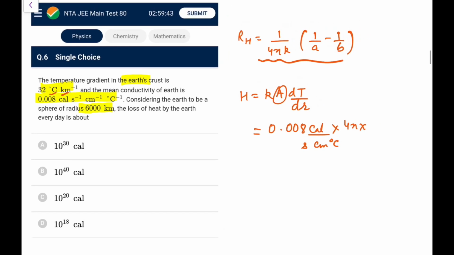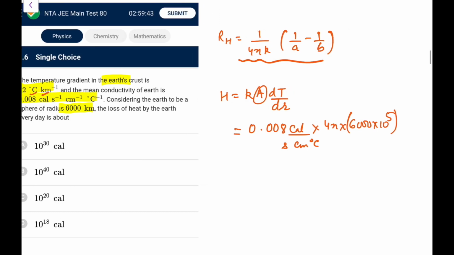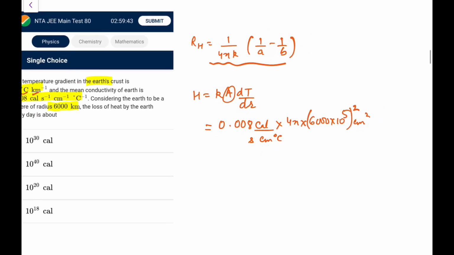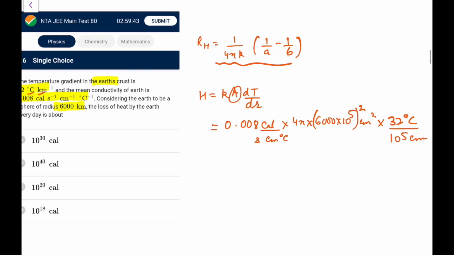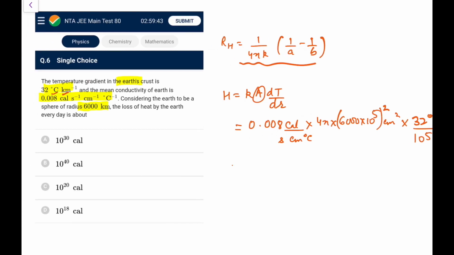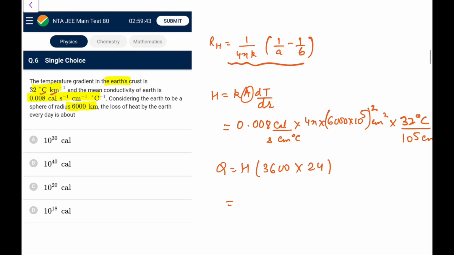So let's say convert it into 6000 kilometers, so that is 10 to the power 3, or if you convert in centimeter, 10 to the power 5, square centimeter. And this dT by dr is 32 degrees Celsius per kilometer, meaning per 10 to the power 5 centimeters. So now the units get cancelled out. This is H. So in 1 day, the Q would be H into 1 day. 1 day means we have 3600 seconds in 1 hour, and 1 day means that is 24 hours.